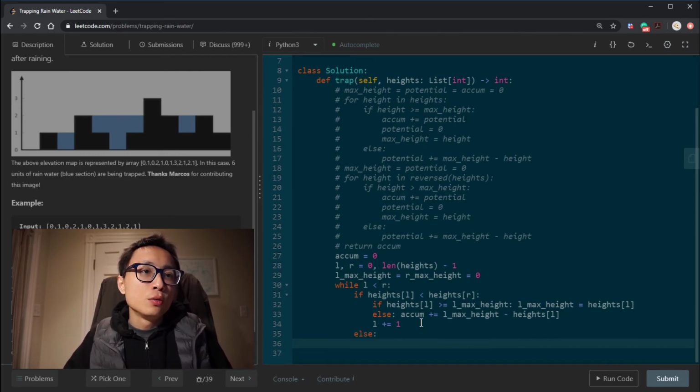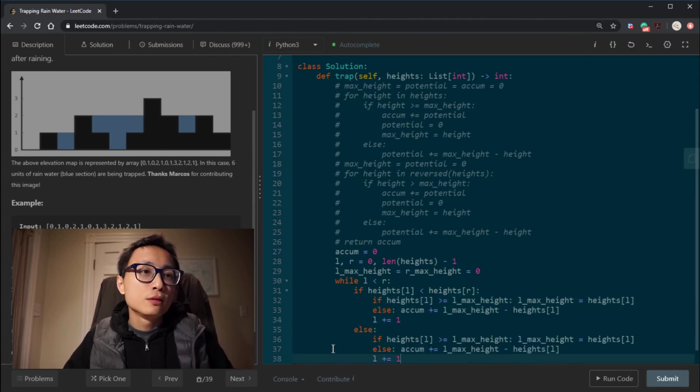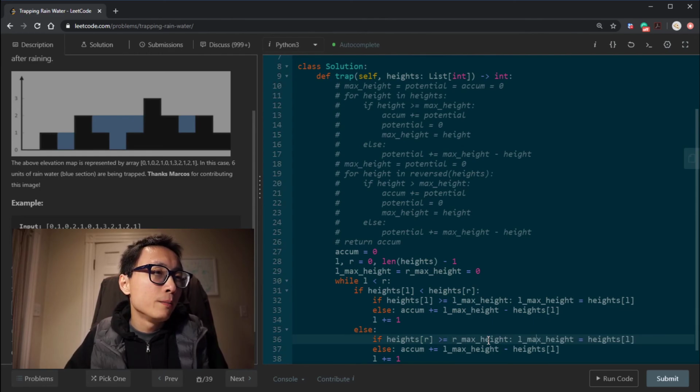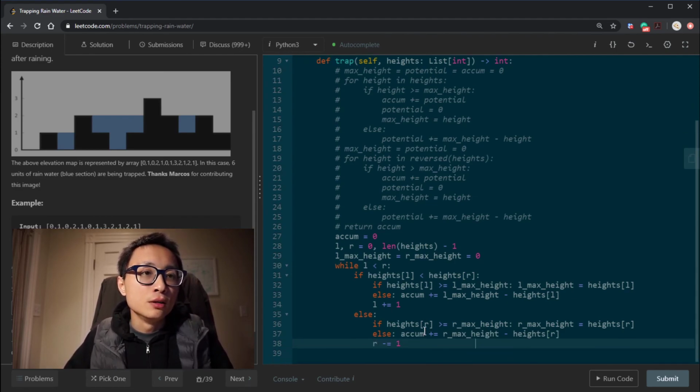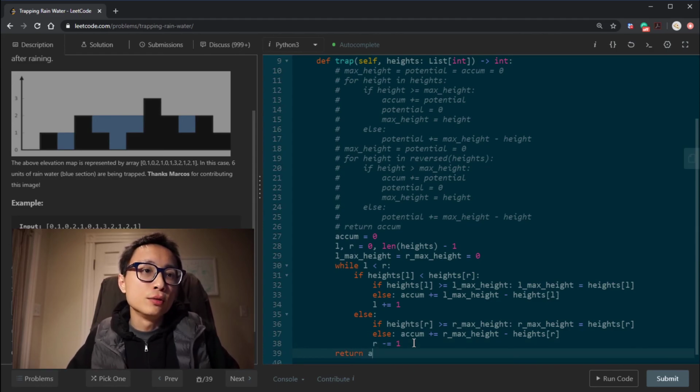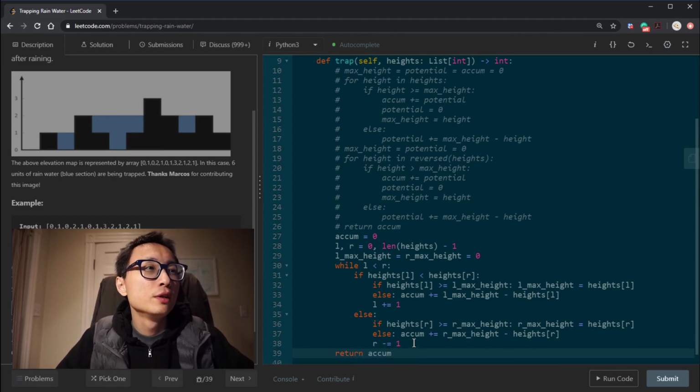Otherwise, it will be the other way around. So we just copy and paste and change the left to the right. Here we decrement the right. In the end, we return the amount of water that's been accumulated. So this gives us a strict one-pass algorithm with two pointers, and yeah, I think that's pretty much it.